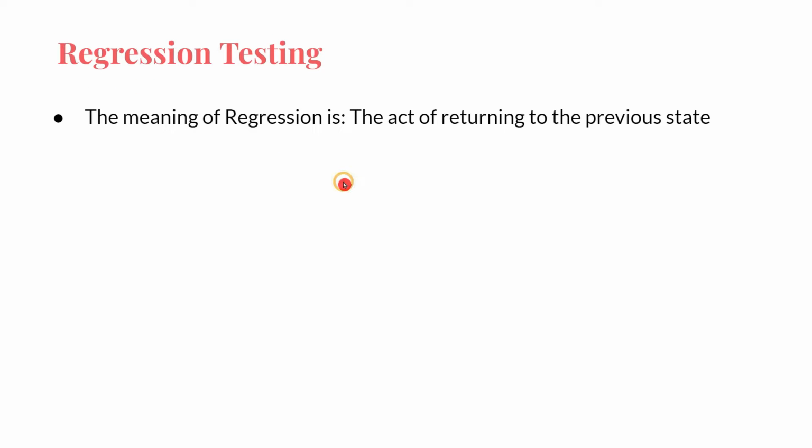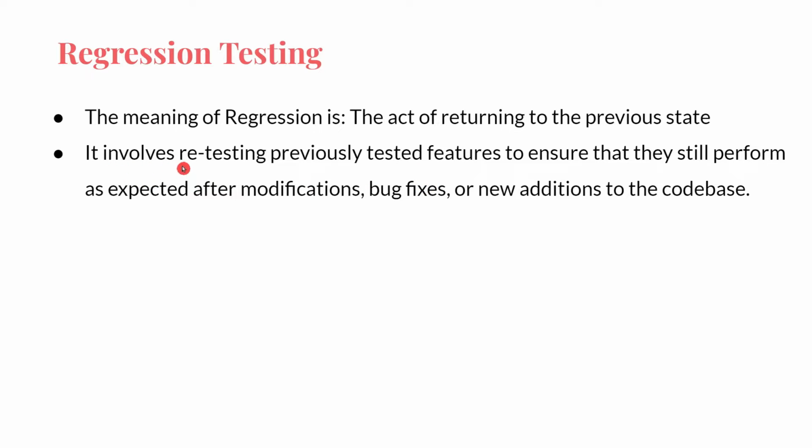Now, what is regression? The meaning of regression is the act of returning to a previous state. Regression means you return to the previous state. Returning. So why do you have to return? What is that returning it is talking about? It involves retesting previously tested features. Let's say you have tested the login feature, the sign up feature. So you are retesting it. Why do you have to retest? To ensure that they still perform as expected after modifications or bug fixes or new additions to the code base.